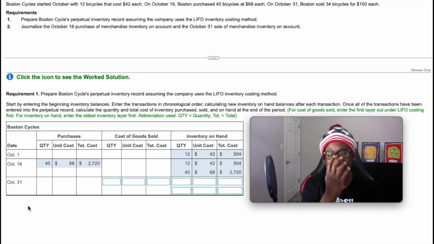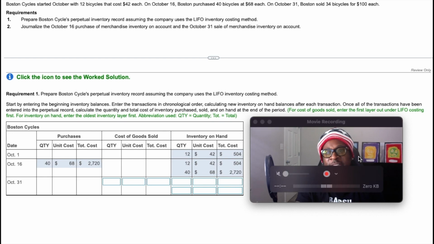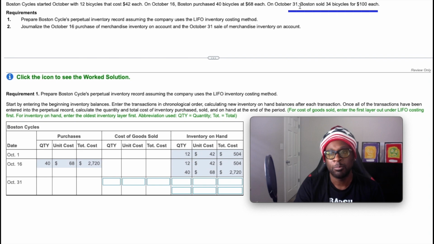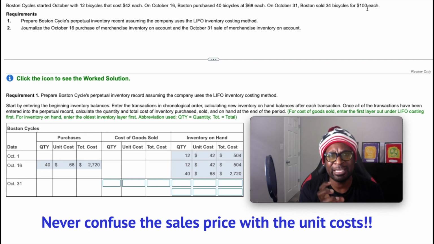And last but not least, we have to account for the sale that took place on October 31st. Now, gang, what I need you guys to focus on is that in the description they told us that on October 31st, Boston sold 34 bicycles at $100 each. Do not, I repeat, do not consider the selling price of $100 in this calculation of your units.